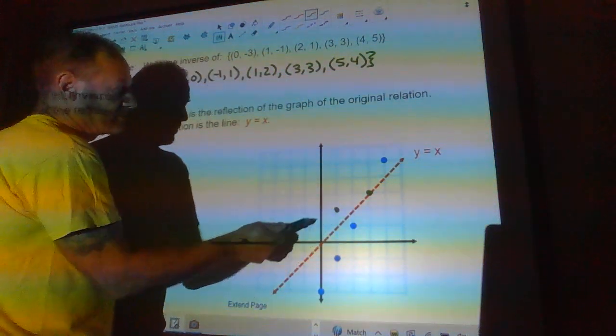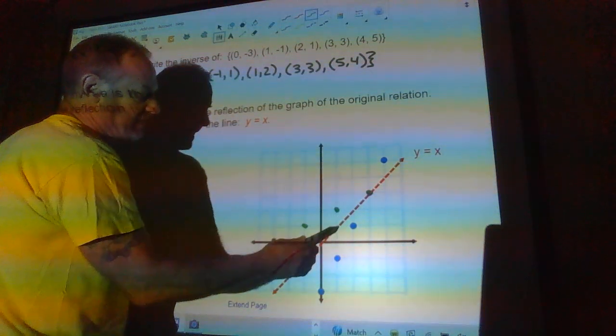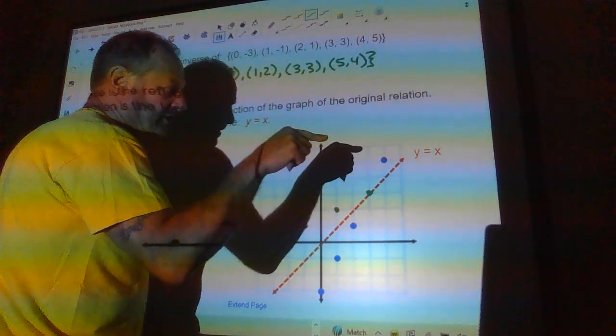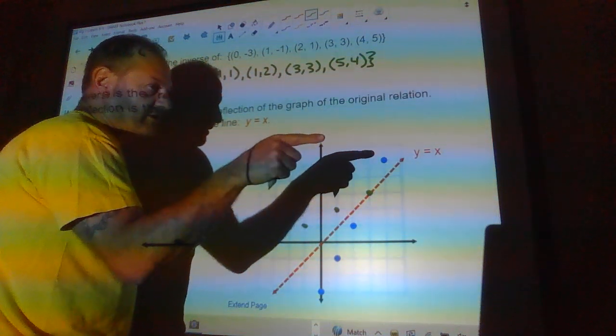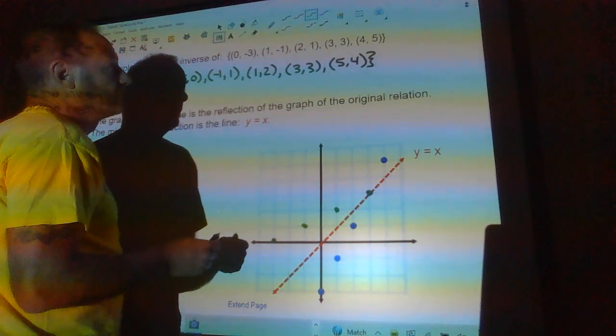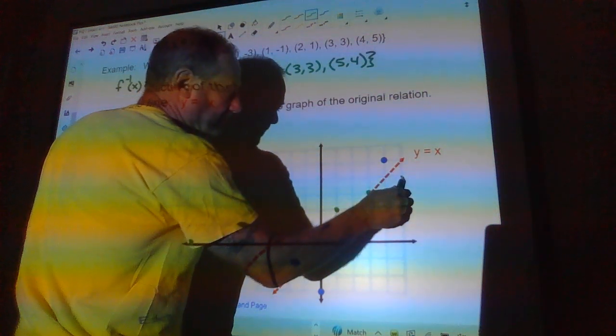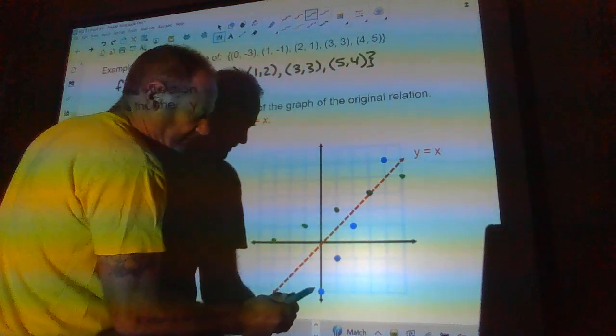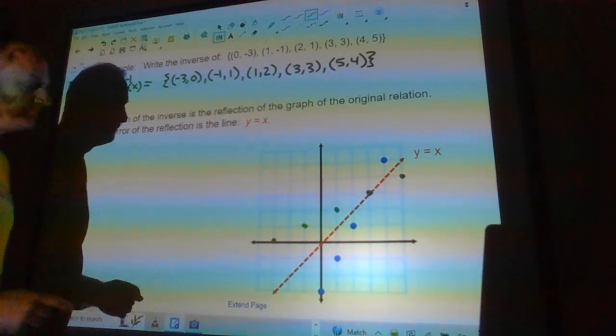Notice it landed on the original point. Why is it on the original point? Because it's on the mirror. Just like if I'm looking at a mirror and I reach out and touch the mirror, the reflection of my finger is touching my finger right on the mirror. And then (5, 4) would go right here. And you can see these are reflections of each other in this mirror right here.